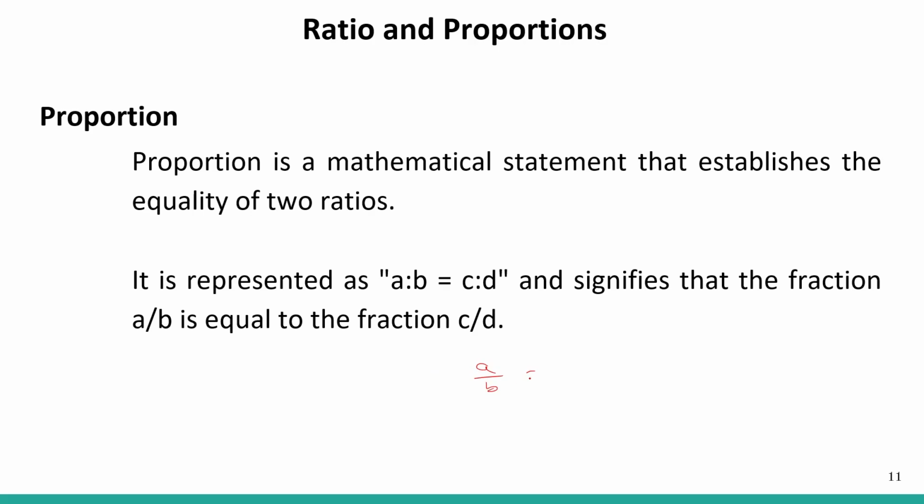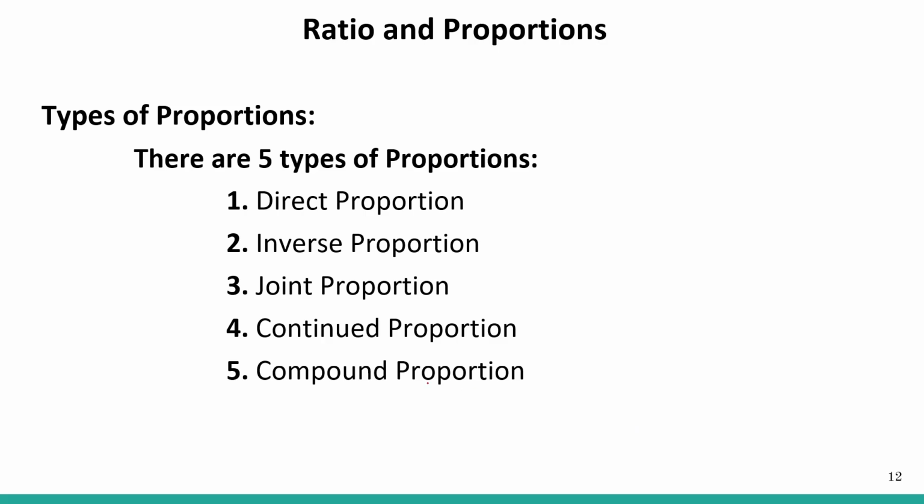So A by B is equal to C by D implies A is to B proportion C is to D, or A is to B equal to C is to D. This is what proportion is. So let's see the types of proportions.